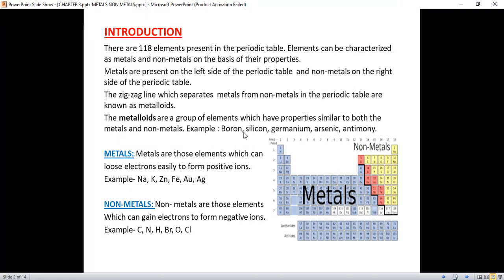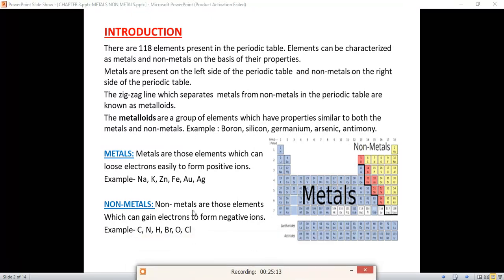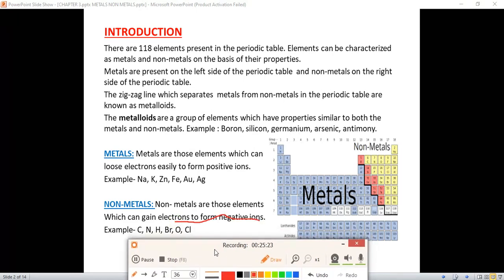And what is the definition of a metalloid? They have some properties of metals and some properties of non-metals. Metals can lose electrons easily and they form positive ions. Examples are sodium, potassium, calcium, zinc, iron. Non-metals are those elements which can gain electrons to form negative ions. Examples: carbon, nitrogen, hydrogen, oxygen.